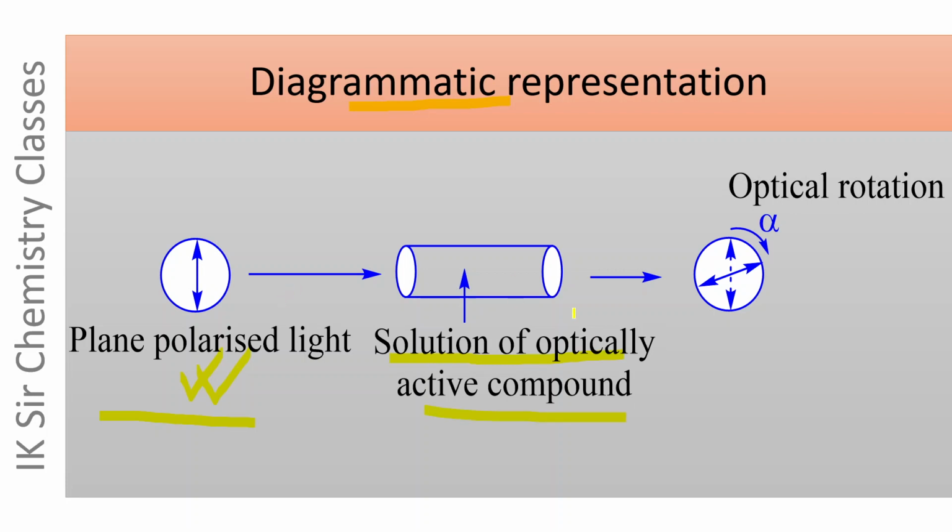As a result, the plane of vibration of plane polarized light is rotated by an angle alpha, which is called optical rotation, and the compound whose solution or liquid state has been taken here is called an optically active compound, and this property of the compound to rotate the plane of plane polarized light is called optical activity.